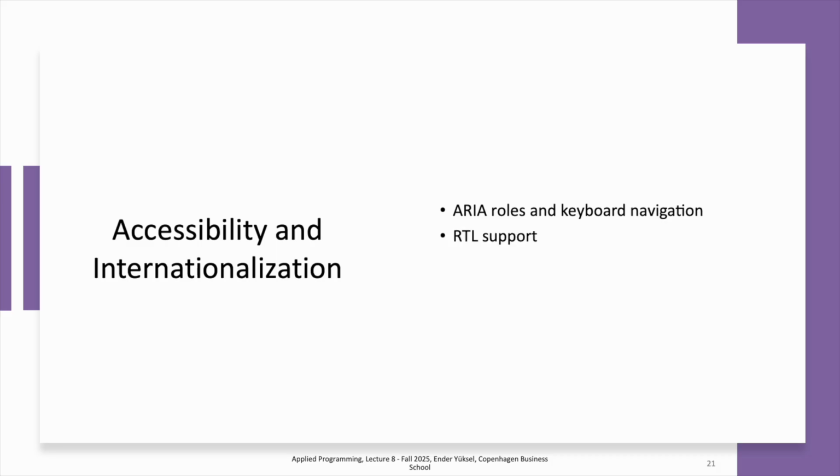RTL, right-to-left support, is available for languages like Arabic and Hebrew. Angular Material supports RTL languages by mirroring layouts and text direction. Screen reader compatibility ensures that visually impaired users can interact with our app.